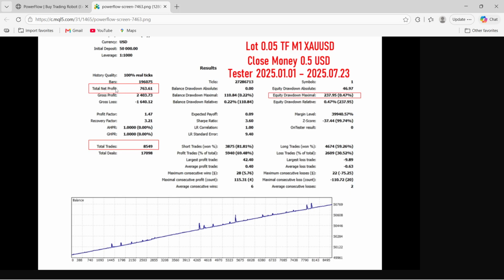We had a total net profit from an initial deposit of $50,000 for the period 2025, 1st of January to 2025. This should be 23rd of July. We had a total net profit of $763. The balance drawdown was 0.22% and the profit factor was 1.47.